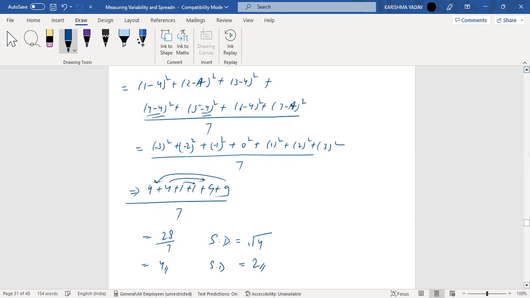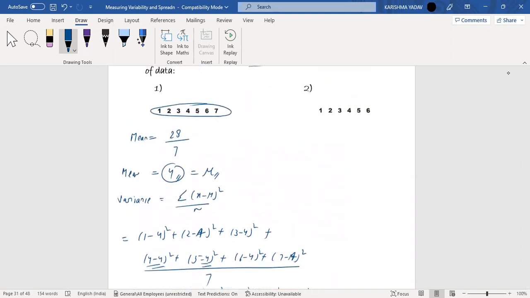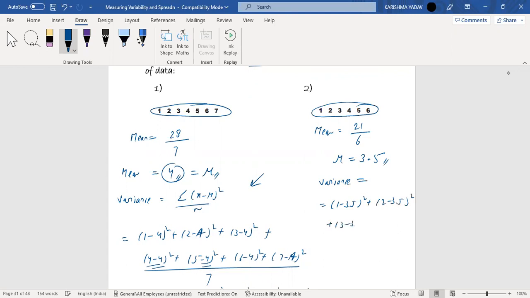Similarly, we will perform the same for the second part. If you want to calculate the mean for this part, what will be the mean? It has 6 values, so n is equal to 6 here, and the sum of all these values is 21. If we divide 21 by 6, we get 3.5. So the mean, mu, is equal to 3.5. Similarly, calculate the variance for this problem as we did for the previous one. We do 1 minus 3.5 square plus 2 minus 3.5 square plus 3 minus 3.5 square plus 4 minus 3.5 square plus 5 minus 3.5 square plus 6 minus 3.5 square, divided by 6.